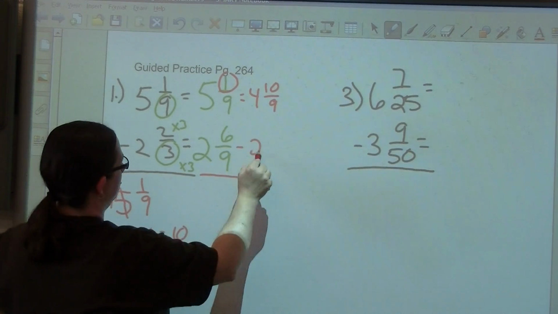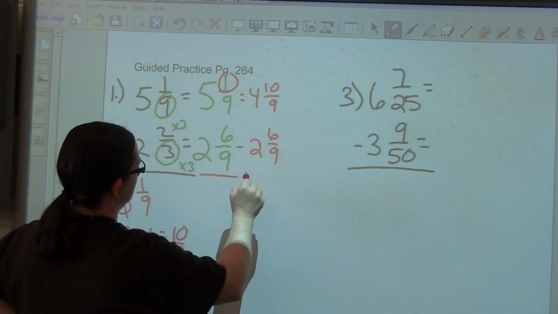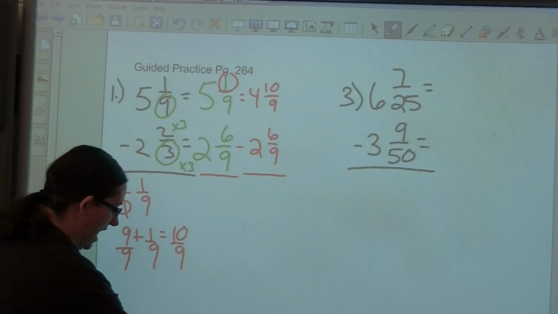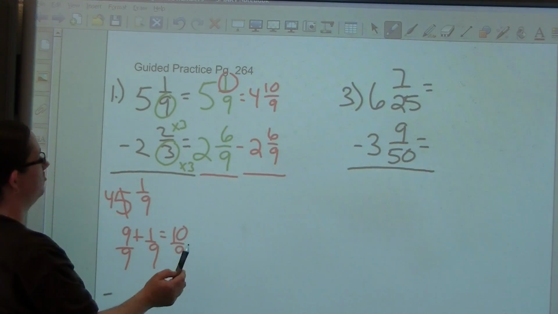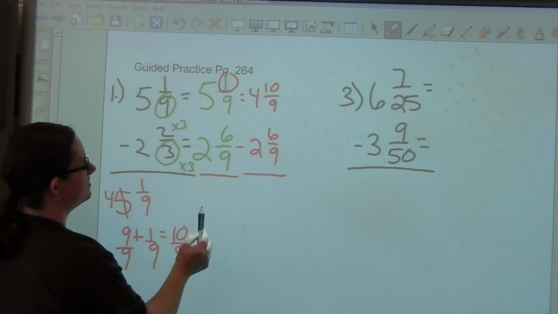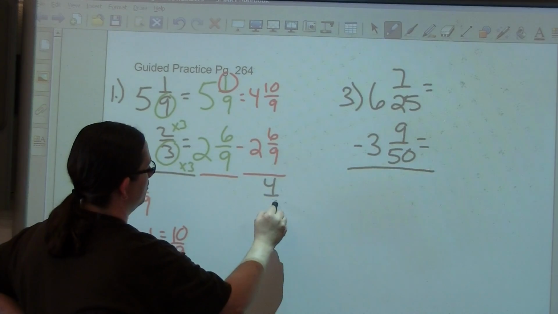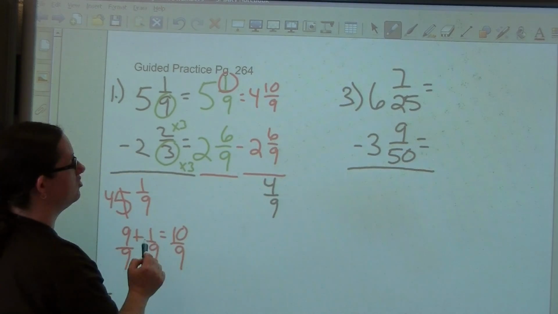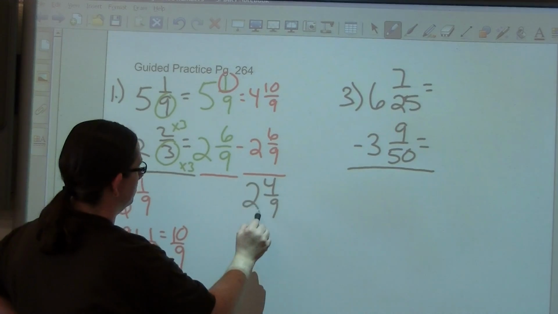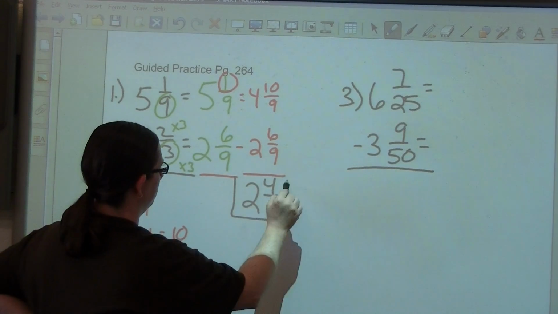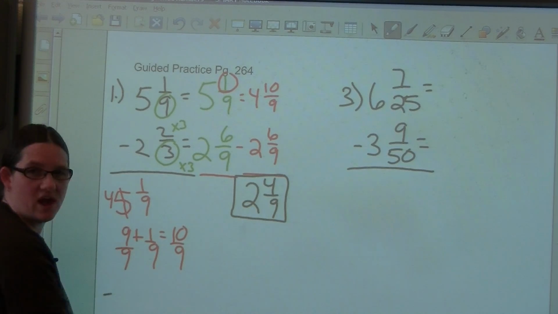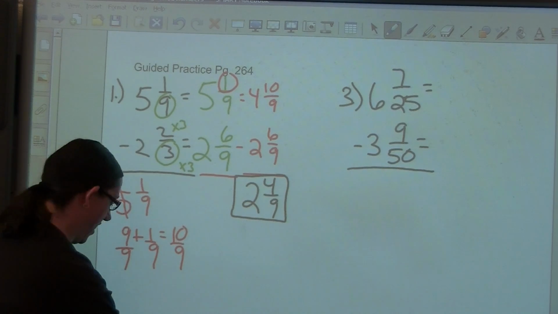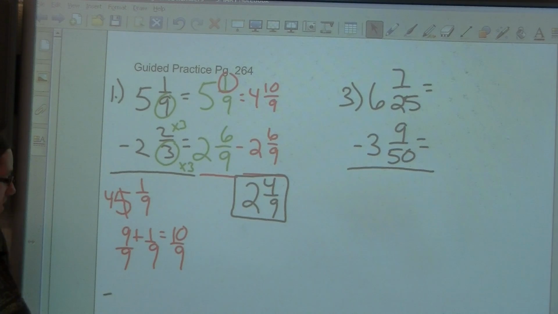So now this is going to become 4 and 10/9, take away 2 and 6/9. Okay, now we have the same common denominator, and now we have enough on top to subtract. What is 10 take away 6? 4. Good. Over 9, and 4 take away 2 gives us what? 2. So our final answer here is 2 and 4/9. You want to stop? Okay. Any questions? Write them down.